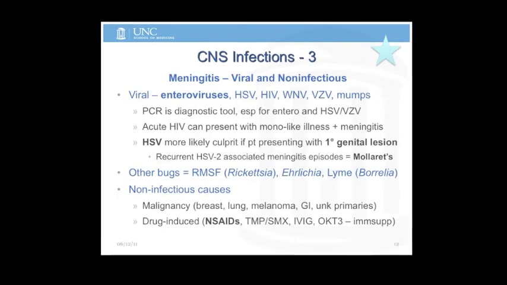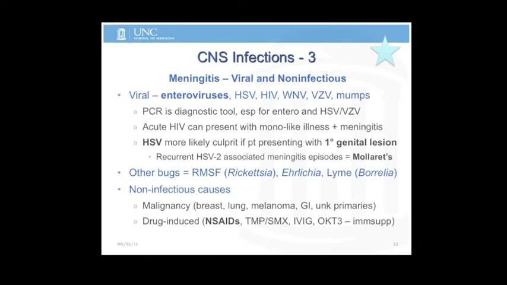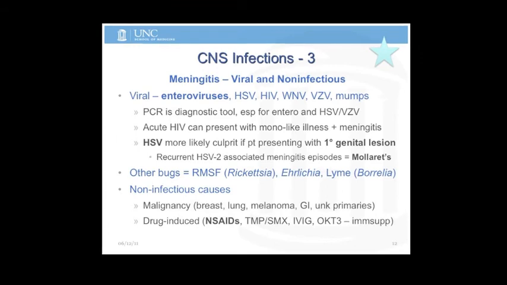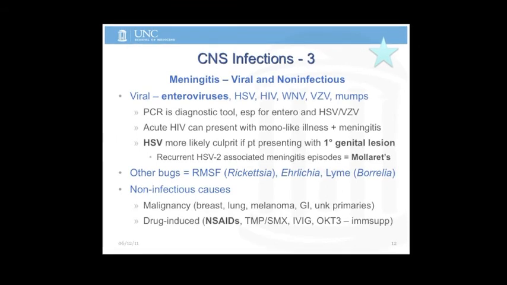Meningitis, so you can have viral and non-infectious. So viral meningitis, the most common cause is enterovirus. And we're right in the peak, nearing the peak of it right now. So summertime months for enteroviruses. Herpes can also give you a meningitis, as can HIV, West Nile, zoster, mumps.